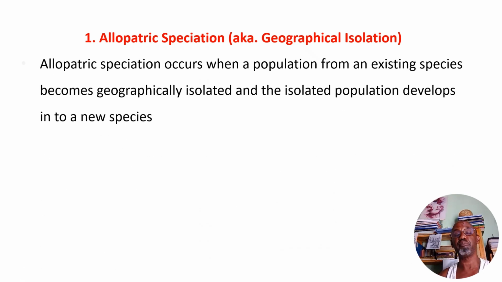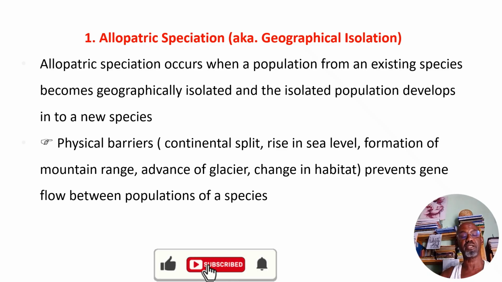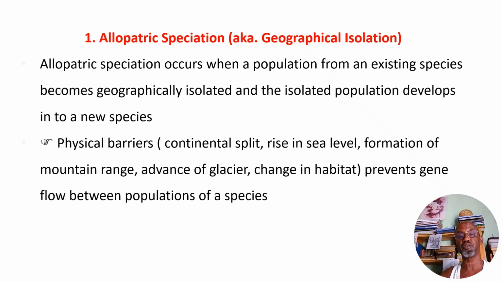Allopatric speciation occurs when a population from an existing species becomes geographically isolated by a geographical barrier. Remember, geographical barrier. It is part of divergent evolution, and the isolated population develops into a new species. What are these physical barriers? Like a continental split, when land masses split open and divide a population into two subpopulations, which can no longer come together and interbreed, so that they become different species.